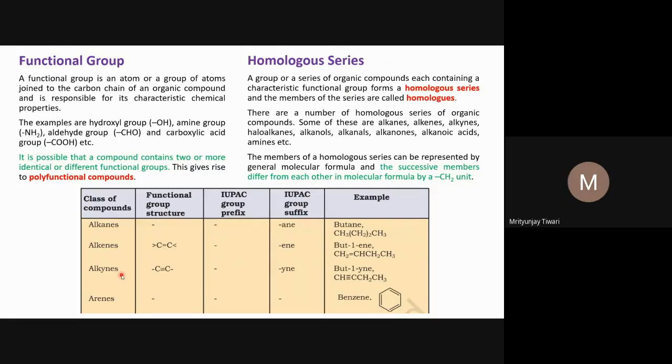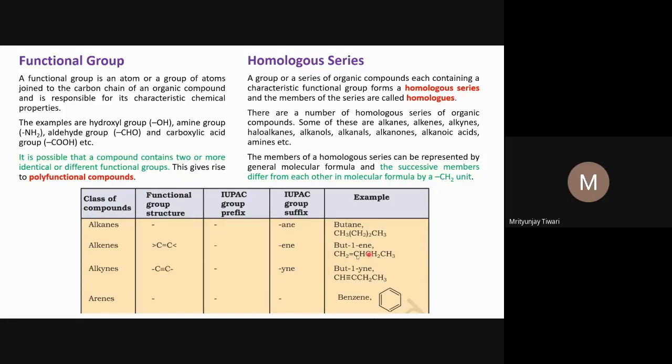So CnH2n+2-4 means the general formula for an alkyne containing one triple bond is CnH2n-2. And if it contains two triple bonds, it will be CnH2n-6, because then you have to remove four more hydrogen atoms from two different carbon atoms. So in that way one can find the general formula for alkenes and alkynes. Usually we remember CnH2n+2 for alkanes, CnH2n for alkenes, and CnH2n-2 for alkynes containing only one triple bond.